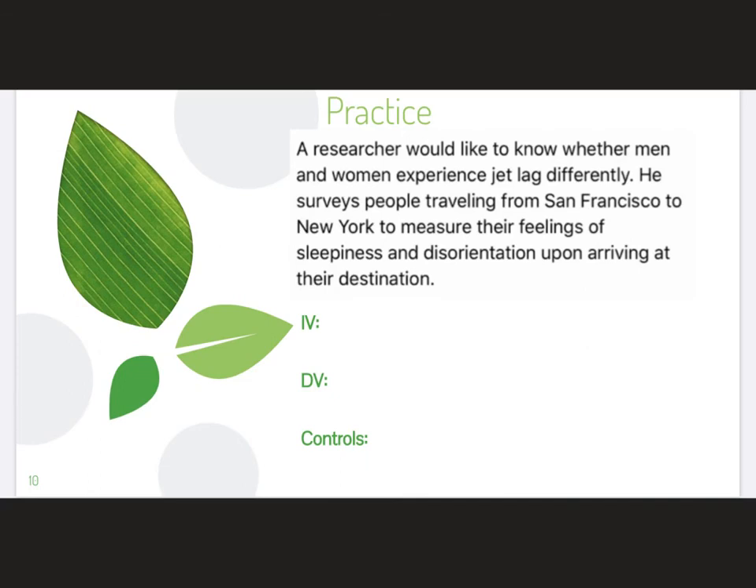So now here are some practice questions with these variables, some different sample experiments. This one says, a researcher would like to know whether men and women experience jet lag differently. He surveys people traveling from San Francisco to New York to measure their feelings of sleepiness and distortion upon arrival at their destination. So go ahead and pause the video, try to fill these out. What's our independent variable? IV is just an abbreviation for that. What's our dependent variable? DV. And then what are some controls? So some control variables that you want to keep the same for all of your groups in this experiment. You can just think of a couple examples of those.